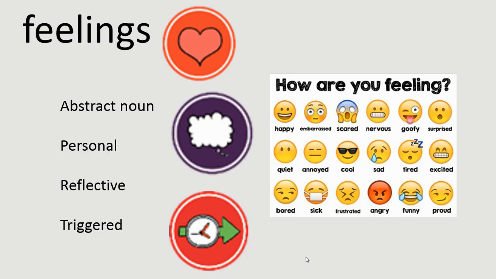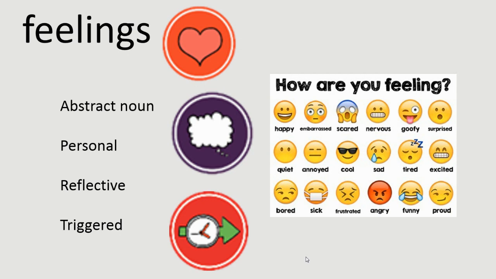Now, the little emoji box there is showing some of the different emotions that people might express on their face to show how they are feeling. And there's all the obvious ones there: happy, embarrassed, scared, nervous, goofy, surprised, quiet, annoyed, cool, sad, tired, excited, bored. That one should be changed to COVID, frustrated, angry, funny, proud.